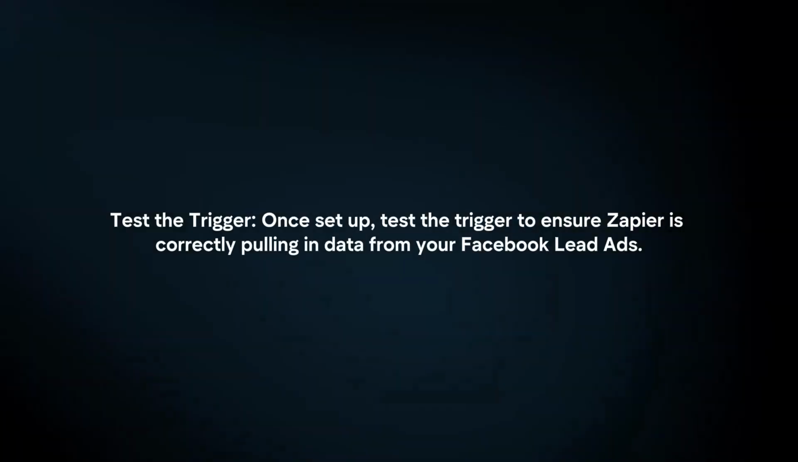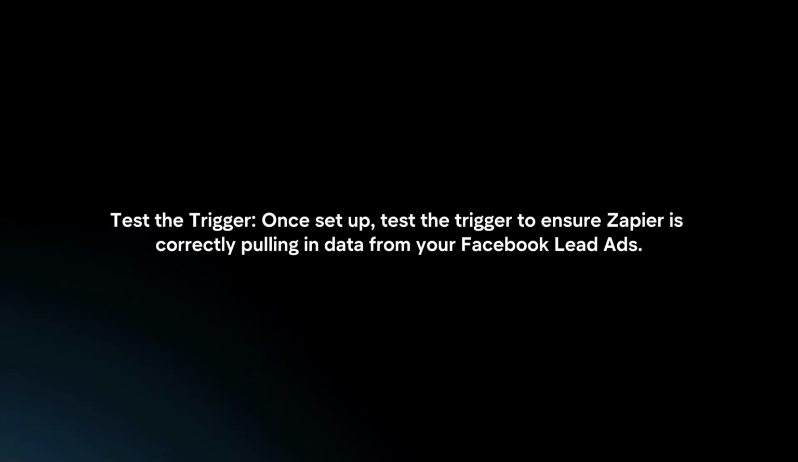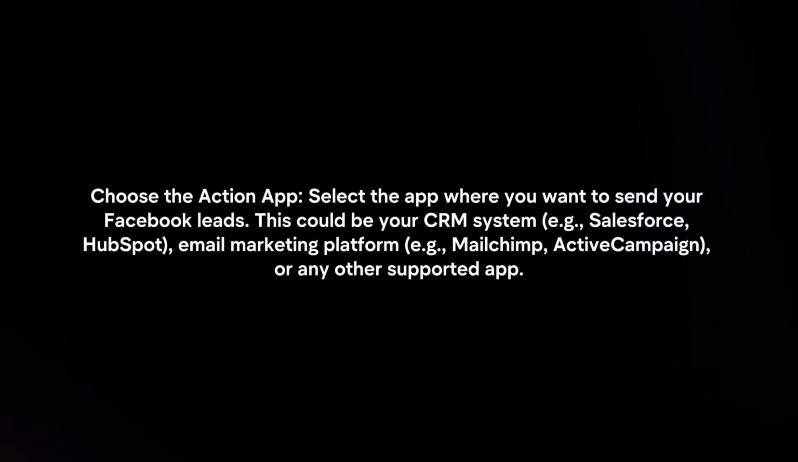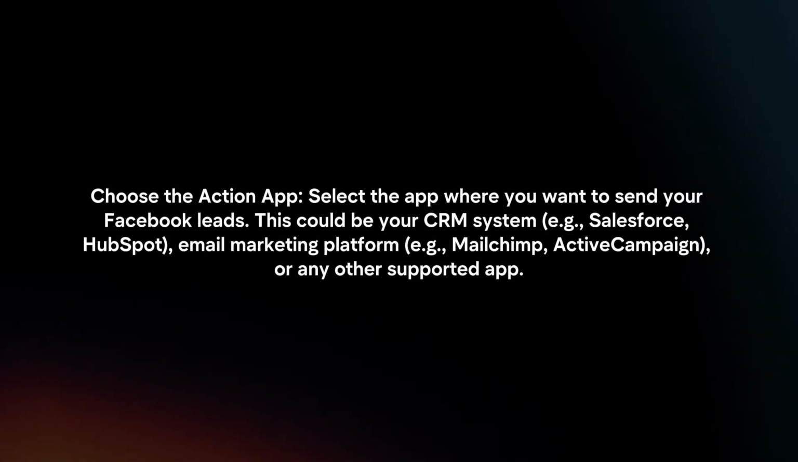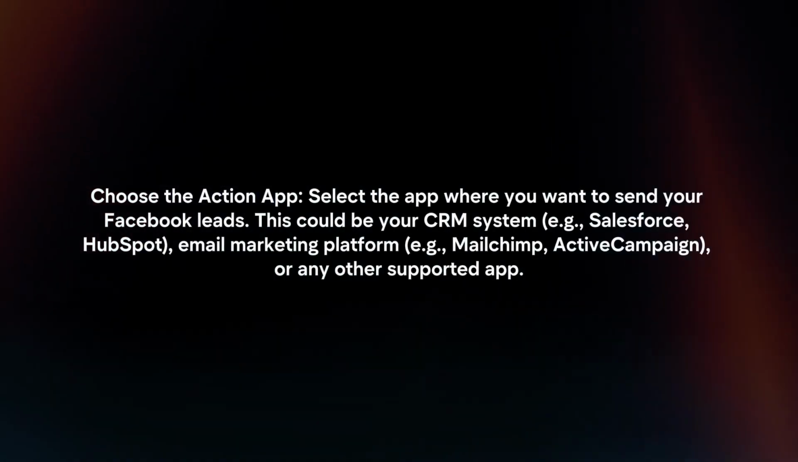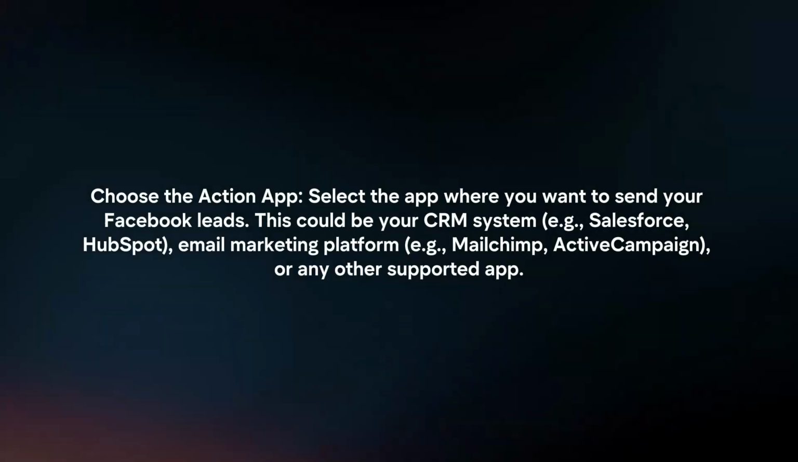Test the trigger. Once set up, test the trigger to ensure Zapier is correctly pulling in data from your Facebook lead ads. Choose the Action app. Select the app where you want to send your Facebook leads. This could be your CRM system, email marketing platform, or any other supported app.